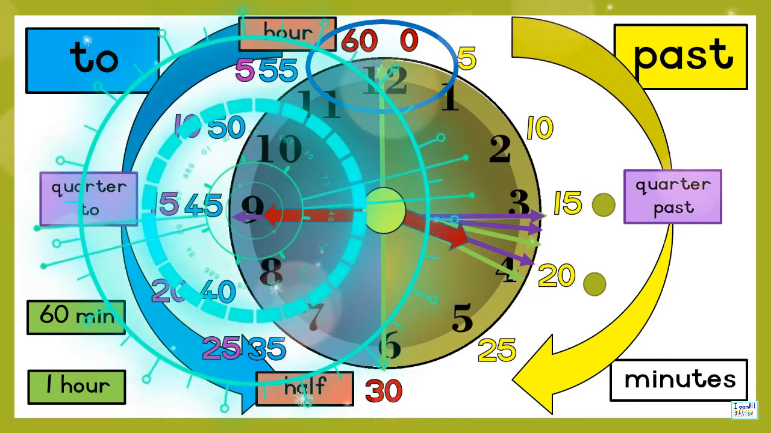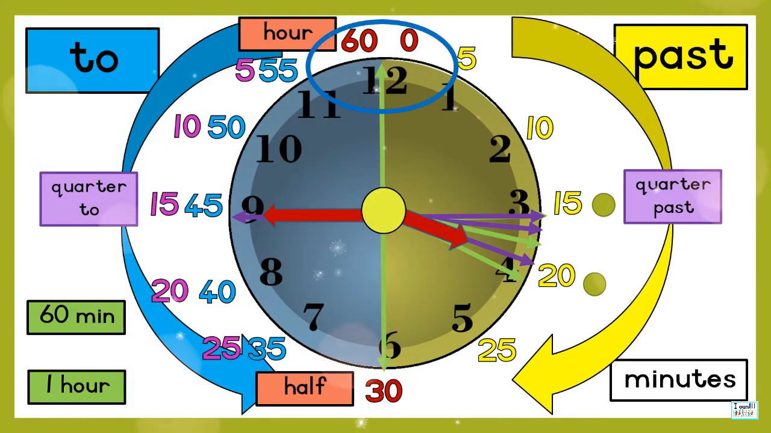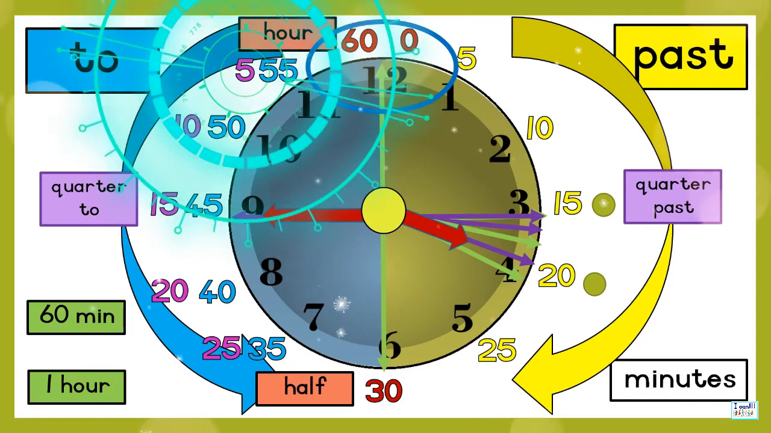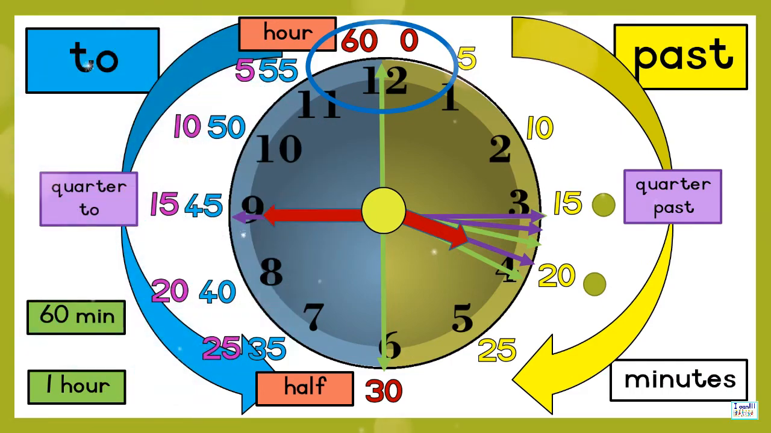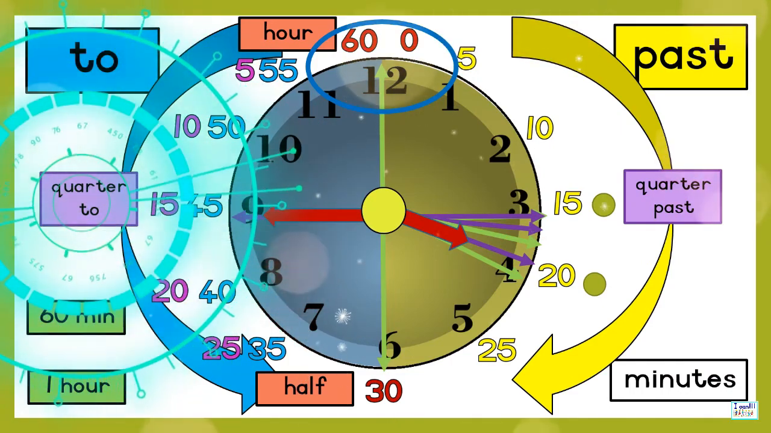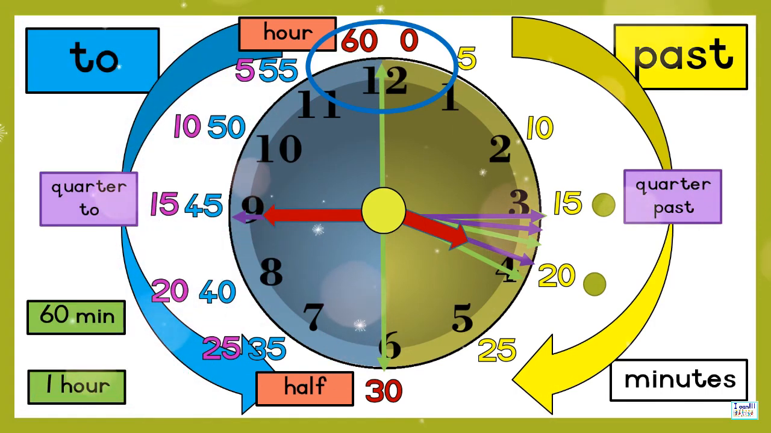The long arm points to the 9. Look at the short arm. It is 3/4 away from the 3. And a quarter still to go until 4 o'clock. It moves very slowly. Can you see that? Let's count backwards in fives from 60 or 0 minutes. 5, 10, 15. You can also say quarter to 4. 15 minutes to 4 o'clock.